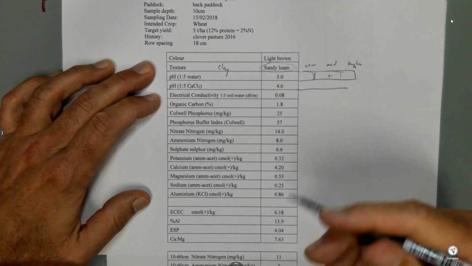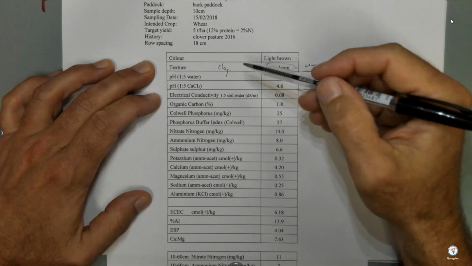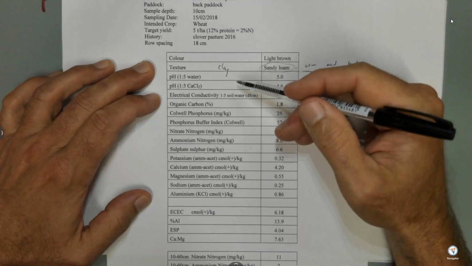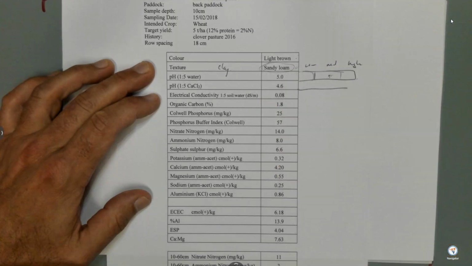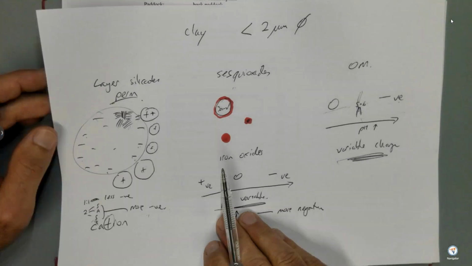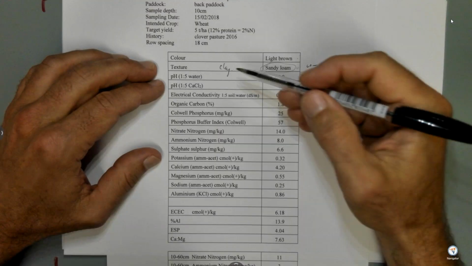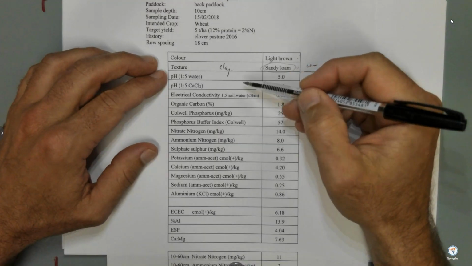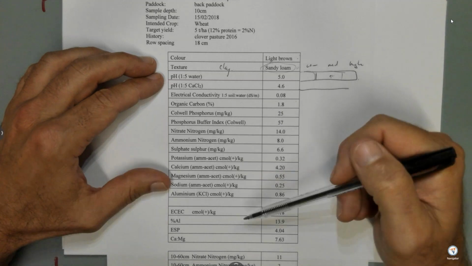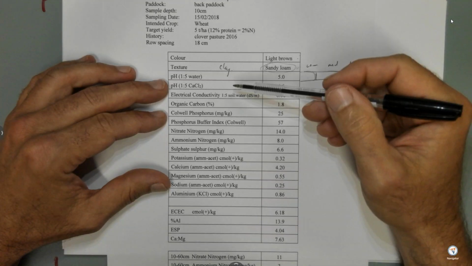So it's useful information. But obviously, if you've got more clay, then you should have more charge, because the clay is the stuff that's got the charge. And so if you've got a higher clay textured soil, you'd expect there to be a lot more cations held in the soil. Moving into pH.